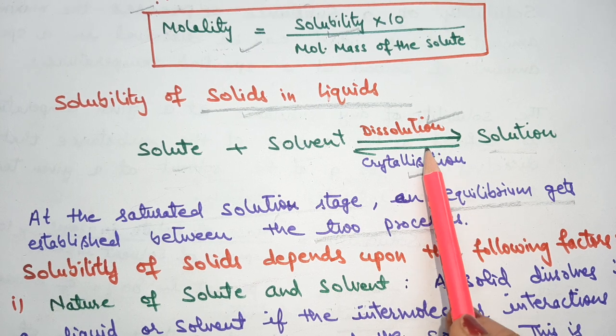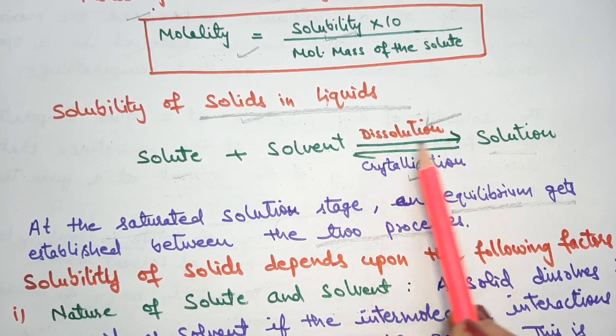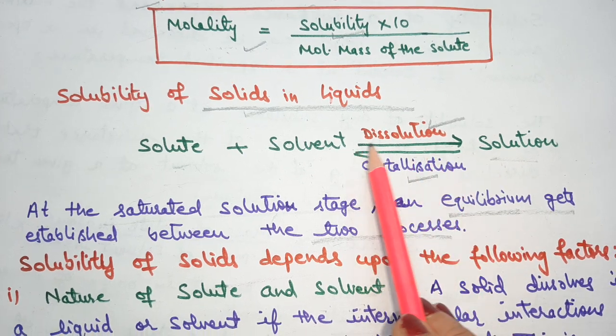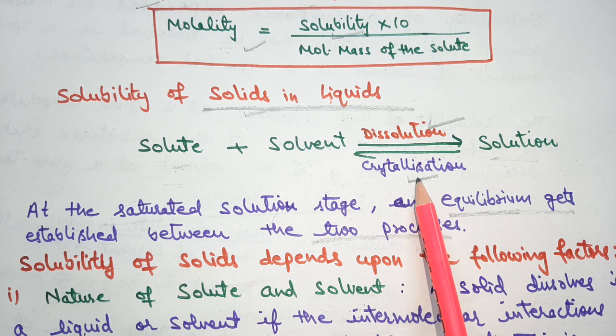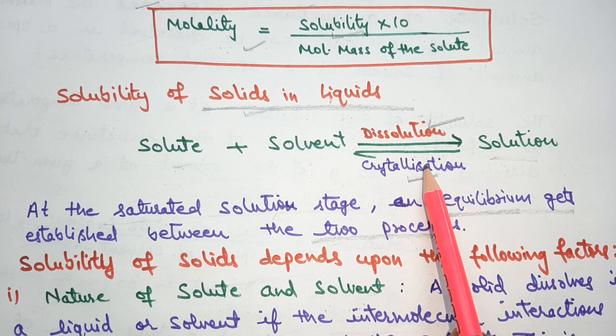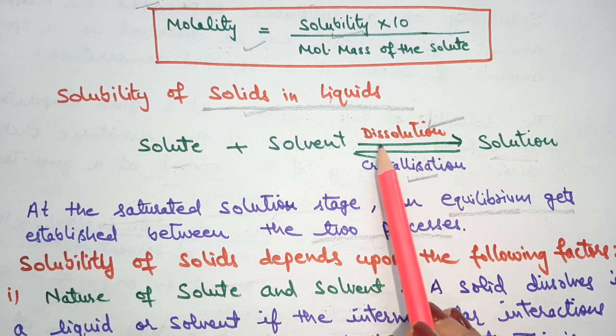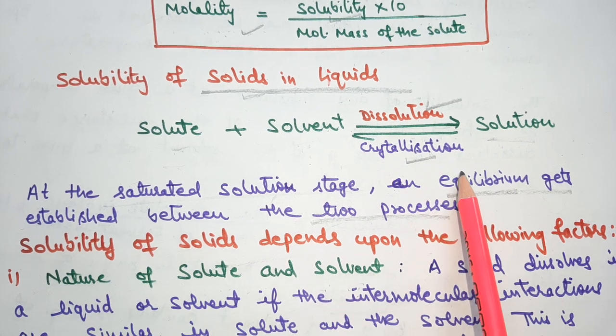These two arrows show that the process is at equilibrium. The forward process is known as dissolution, and the reverse or backward process is known as crystallization. At the equilibrium stage, these two processes are equal; the rates of these two processes become equal.